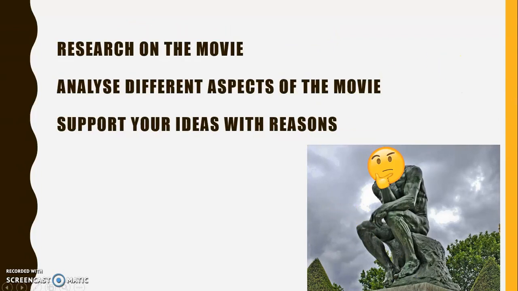In order to give a very convincing movie review, it is important to research on the movie, do some background digging, know about, for example, the director and also the main characters. You also need to analyze different aspects of the movie instead of, for example, only talking about the plot. Lastly, make sure you support each idea with sufficient reasons.